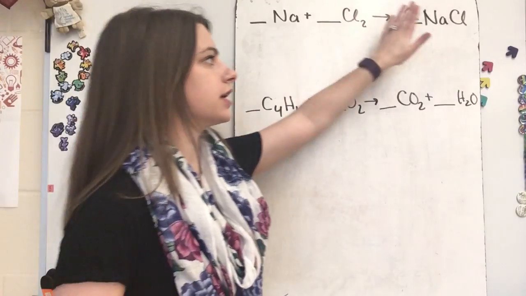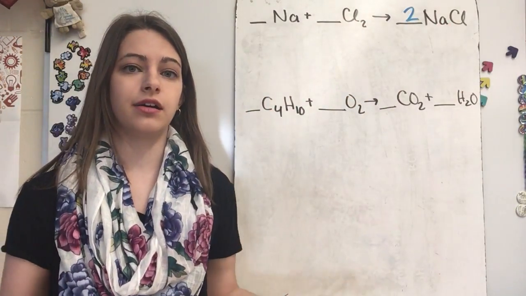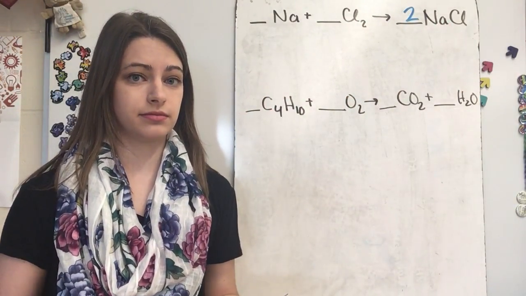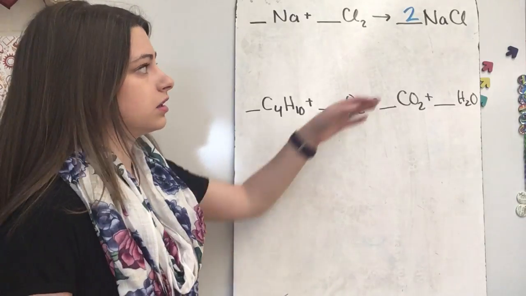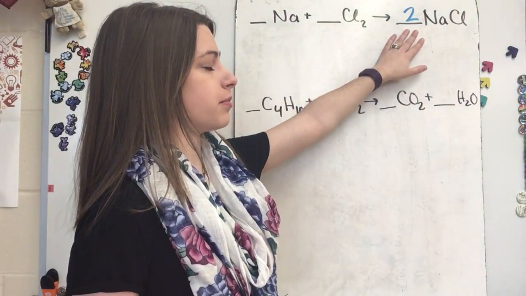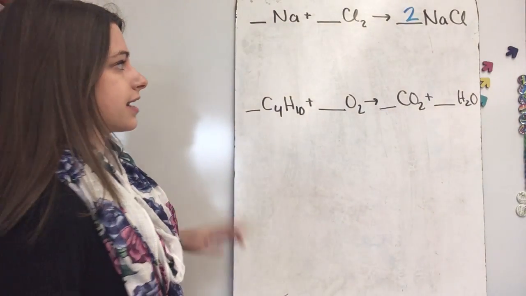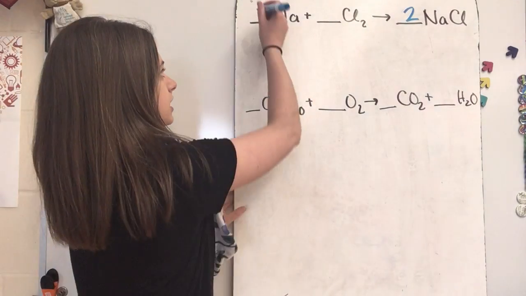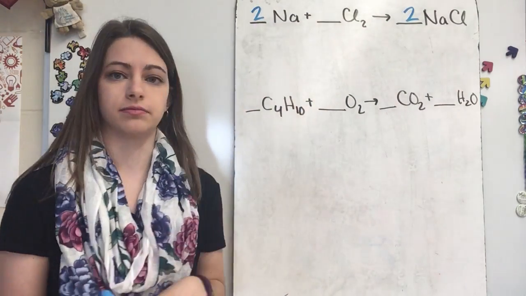So now I have 2 chlorines and I have 2 chlorines, but what else did that change? It changed the sodiums as well. So now I have 2 sodiums in my products. I only have 1 in my reactants. So that's a pretty easy fix. I just add a 2 right there.